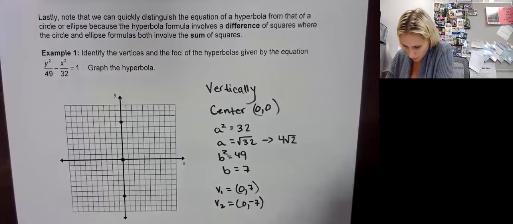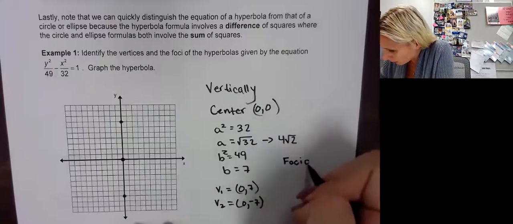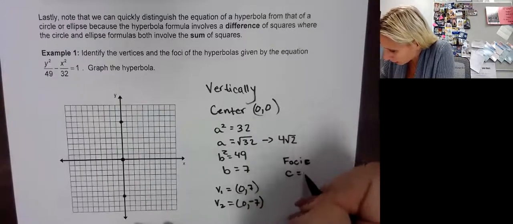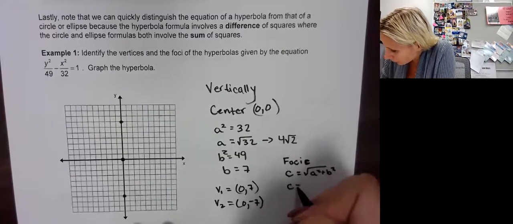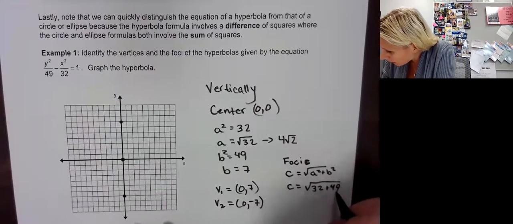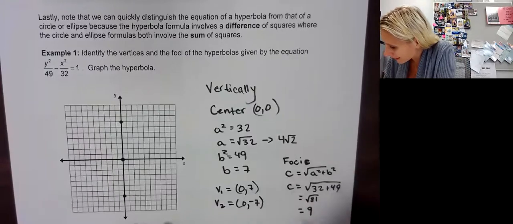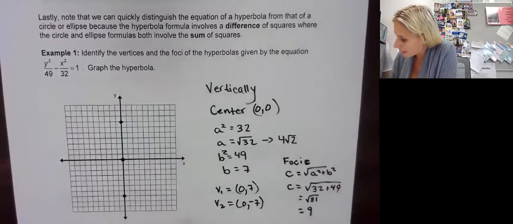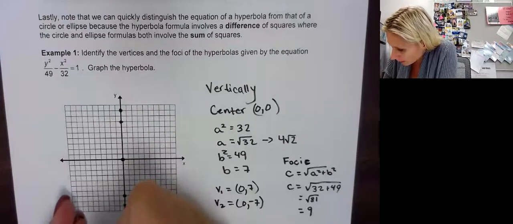So the foci, remember, the foci come from the distance C, which is the square root of A squared plus B squared. So C equals the square root of 32 plus 49, which is the square root of 81. So the foci is 9. And remember, C is the distance from the center. So that means that the foci are 9 from the center. So those are the foci.